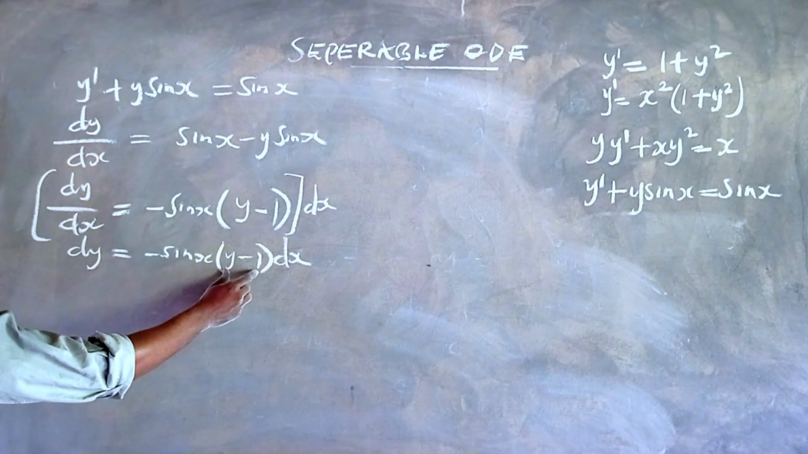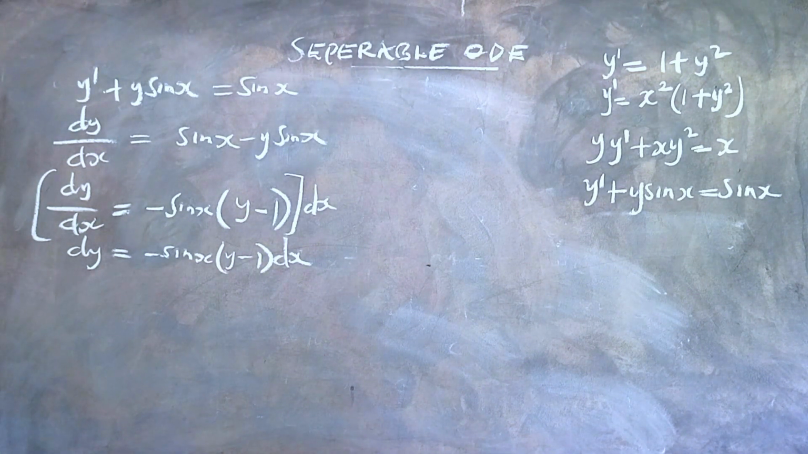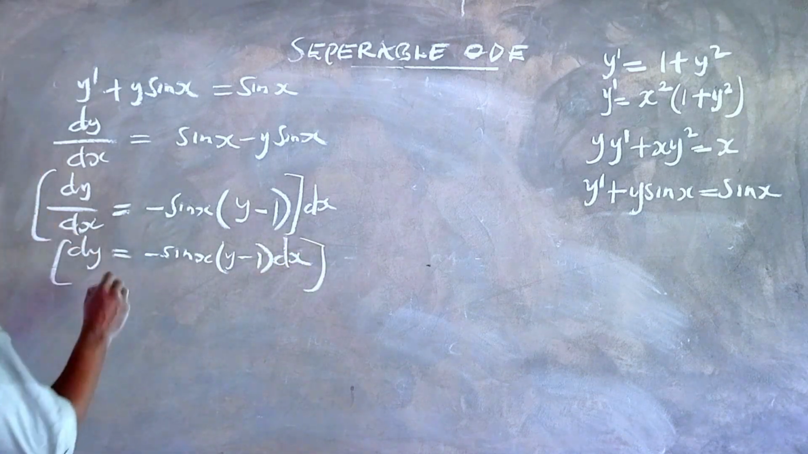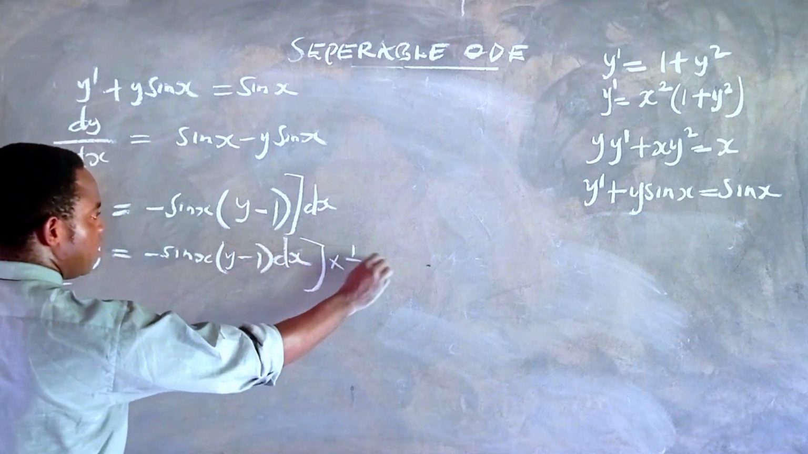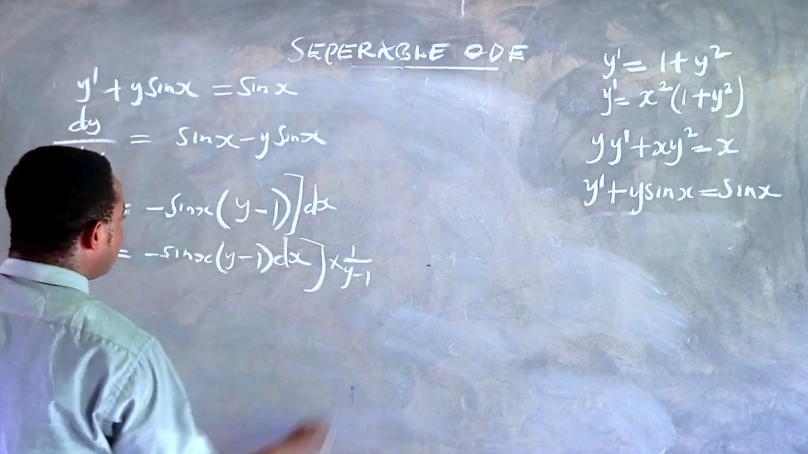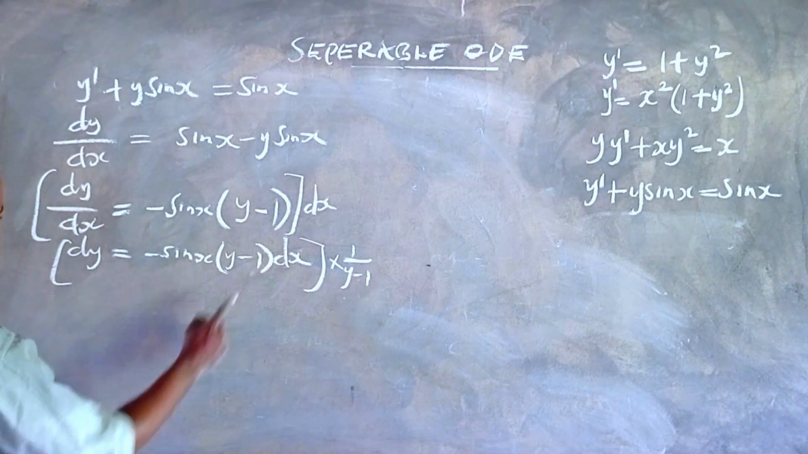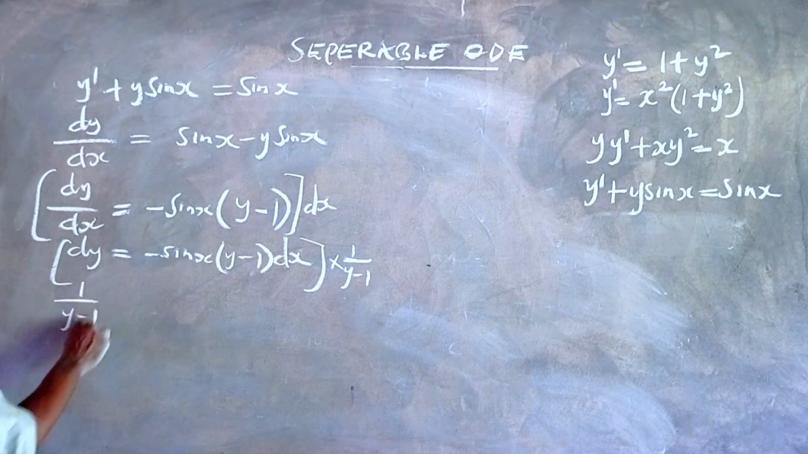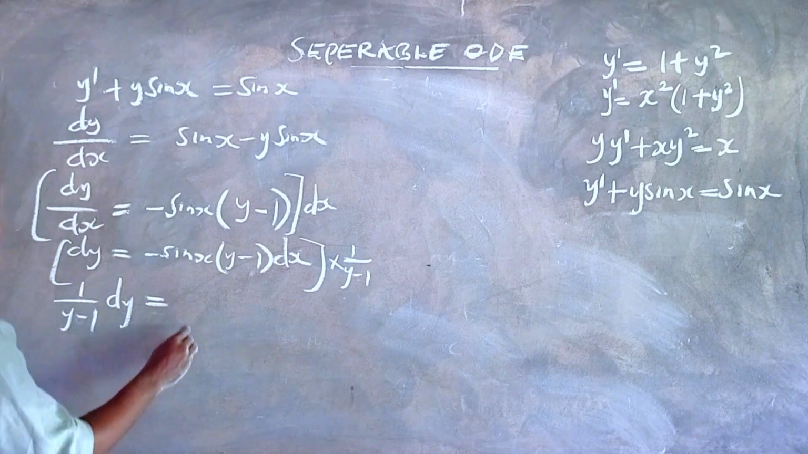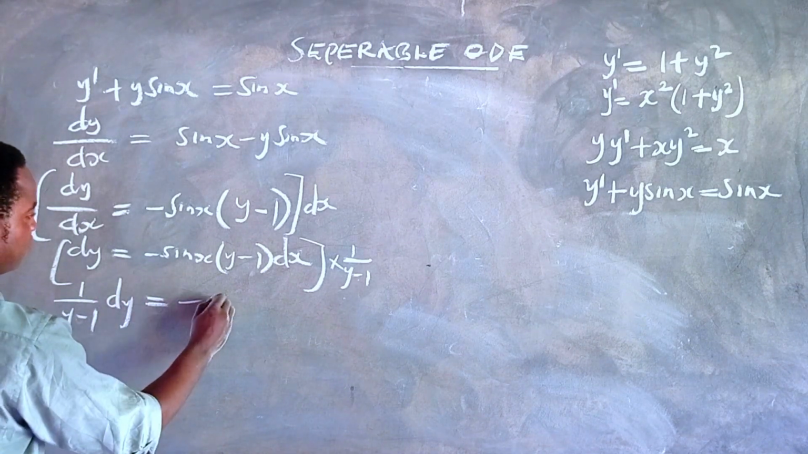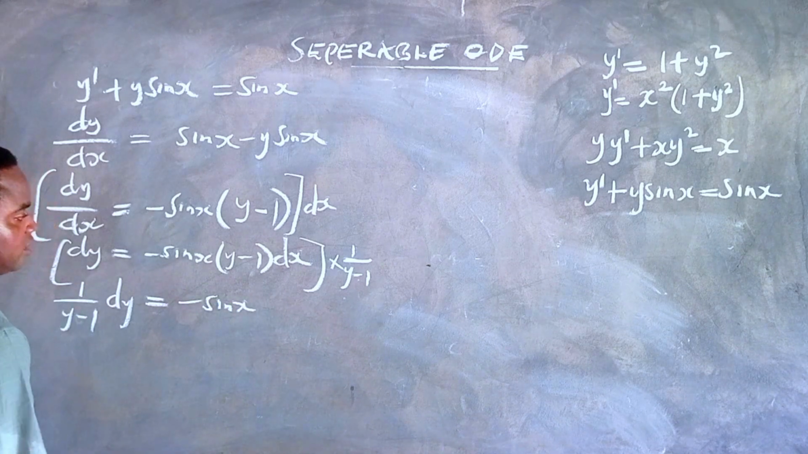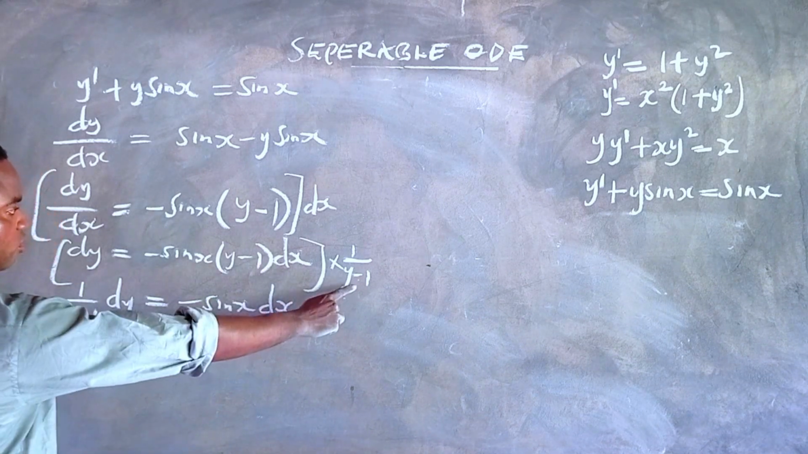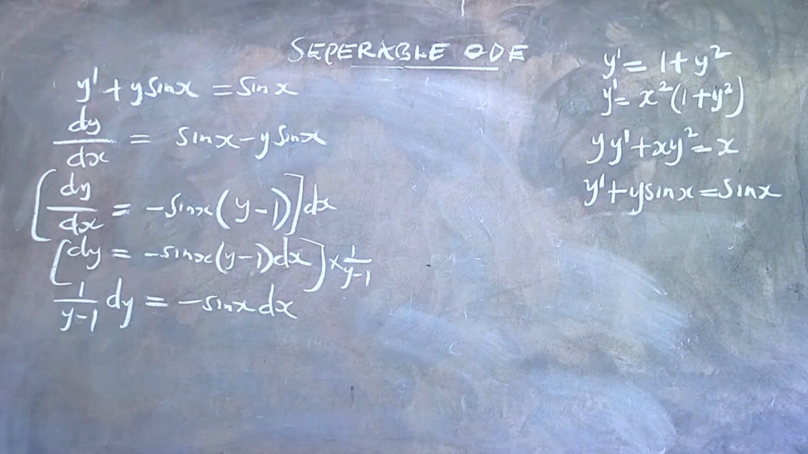So next we need to get rid of this y minus 1 on the right hand side. And to do that, to separate the variables, we multiply both sides by 1 over y minus 1. So how do we do that? When we do that, we have 1 over y minus 1 dy equals negative sin x dx, because that y minus 1 down there will cancel out the y minus 1 we have up there. So it's time we integrate, because now we have separated the variables.